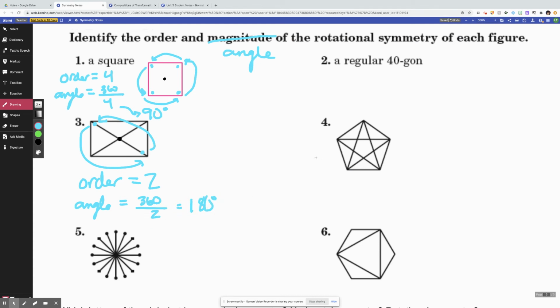Okay, so I'm going to pause this and fill the rest of these in. I'd like for you to do the same, but there's one thing I want to tell you before you do that, which is this. A regular 40-gon is a regular polygon with 40 sides. Okay, so kind of go back to that rule that I told you about earlier.